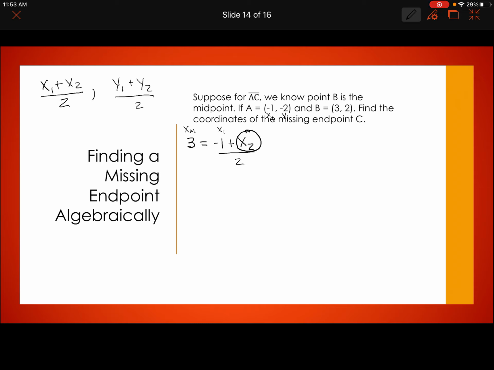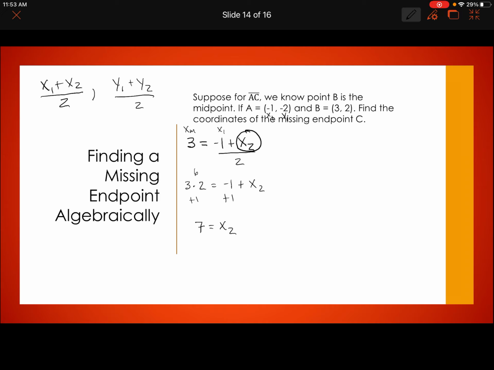To do that, our next step needs to be to multiply by 2. So we're going to have 3 times 2 equals -1 plus x2. So we know 3 times 2 is actually 6. So that's 6. So then we need to add 1 to both sides. So we get +1 plus 1. So 6 plus 1 is 7. So we get 7 equals x2.